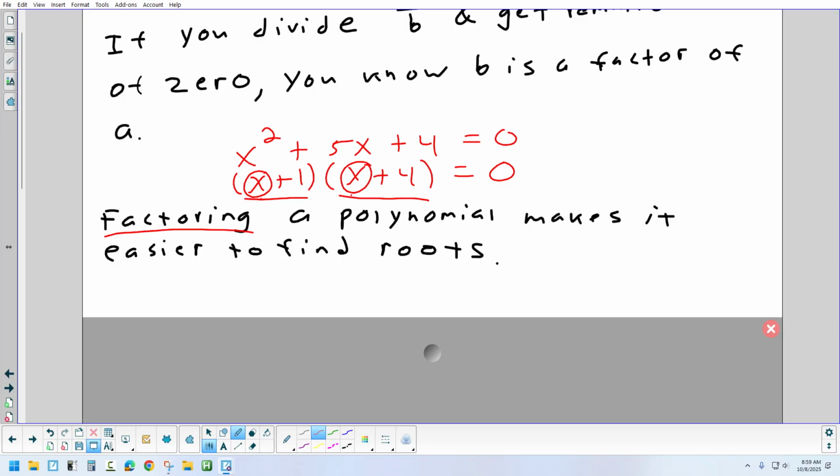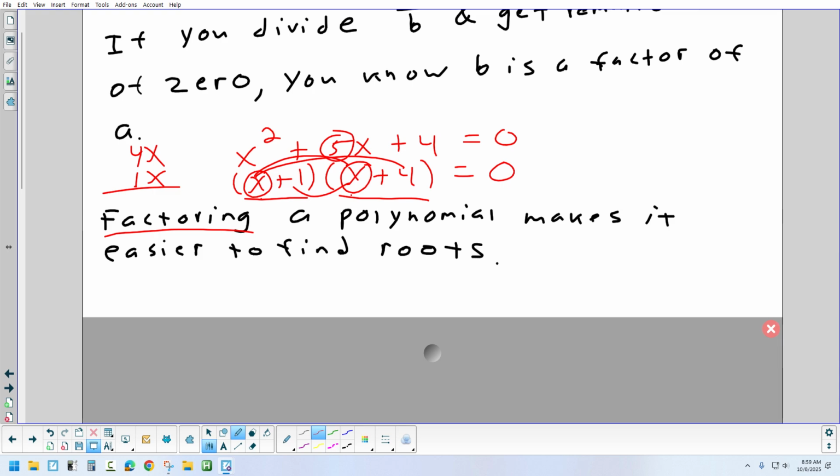How did you get x plus 1 and x plus 4? So if we check it by distributing, x times x is x squared. And then x times 4 is 4x. X times 1 is 1x. And 4 and 1 gives you your 5.